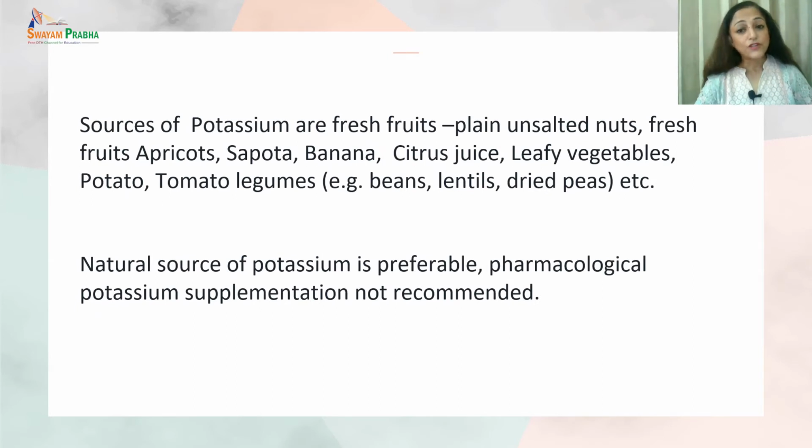The sources of potassium are plain unsalted nuts, and fresh fruits like apricots, sapota, banana, and citrus juices, leafy vegetables, potato, tomato, or legumes. They are good sources of potassium. Here, it is important to mention that natural sources of potassium are preferred, and pharmacological potassium supplements are not recommended because they may have certain kinds of side effects.